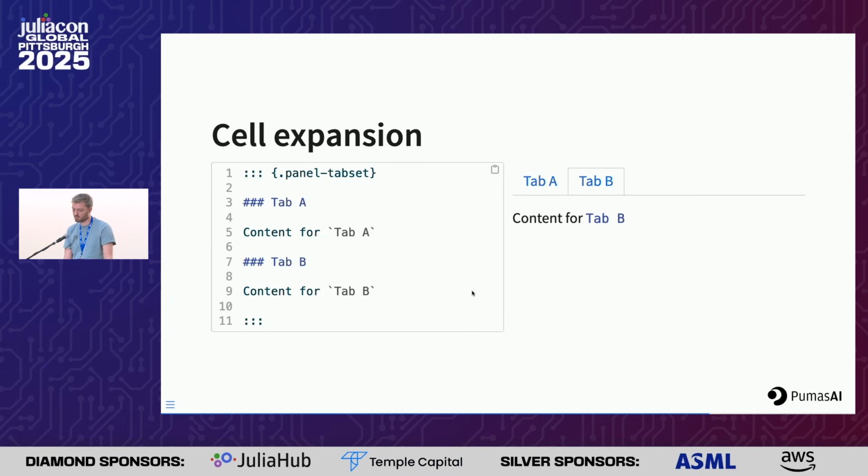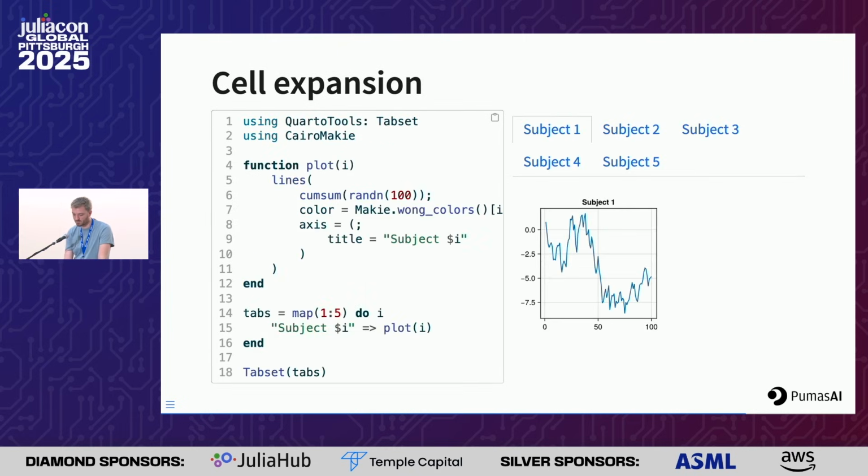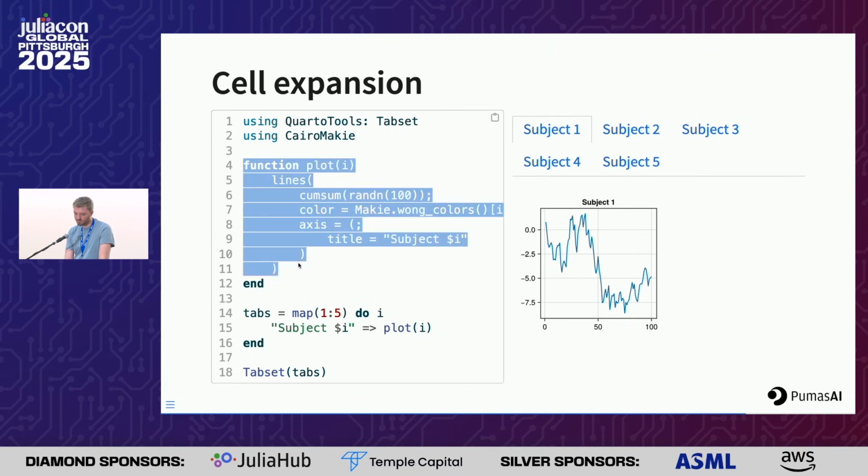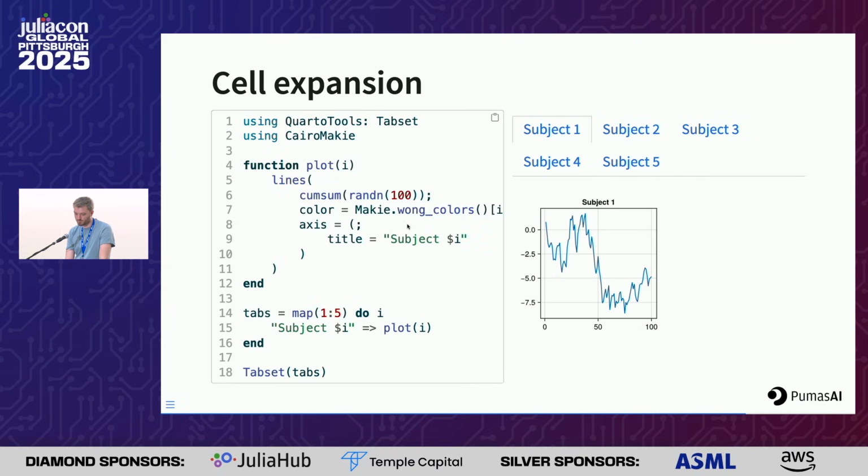And so how can we use cell expansion to work with this? We have a convenience object in Quarto tools called tabset for exactly this purpose, but the implementation is really simple, and you would have no trouble implementing your own things you want with the system. So I'm just defining a plot function here, nothing special, it just makes a plot and gives it a title so you can recognize it.